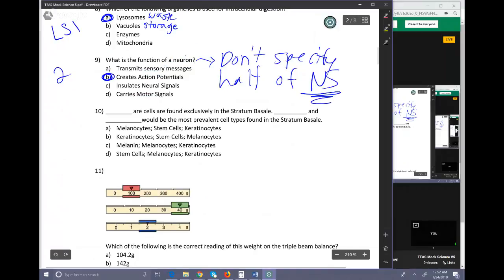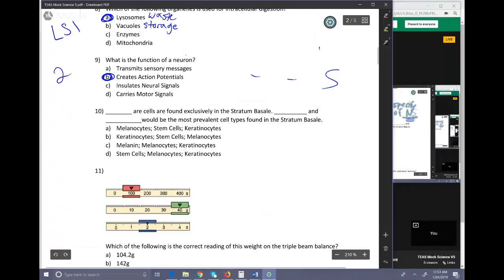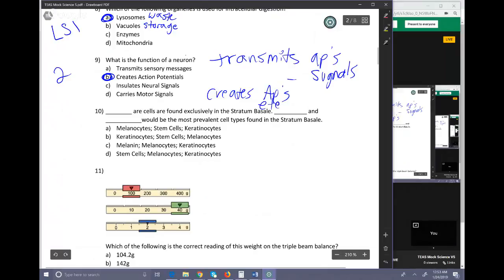There's a few possible wordings that are okay. So we could say transmits messages, transmits signals, transmits action potentials. There's a lot of ways that we can say it. We can say creates action potentials or electrical signals. All of that's good. But it can't say sensory and it can't say motor, because if it says one of those two, we're now just saying what half of them do, not what all of them do anymore. So in this case, it's going to be creates action potentials.